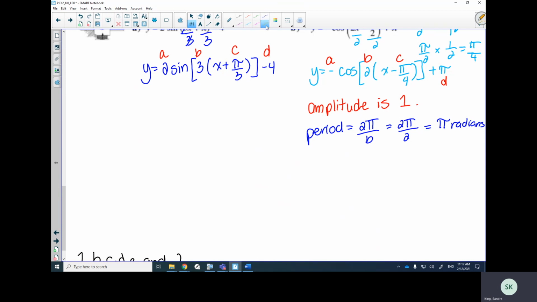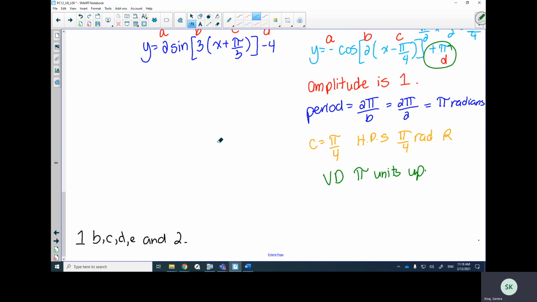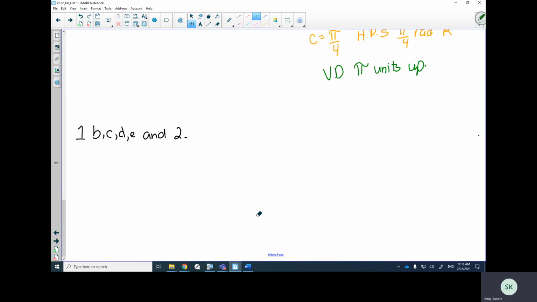The C value is the phase shift. So C is equal to pi over 4, not negative pi over 4, right? C is pi over 4. So that is a horizontal phase shift, pi over 4 radians, and then you tell me the direction, right. Last one is my D value, which is pi, vertical displacement, pi units up. So to see if you understand this, here would be your homework for this first part.